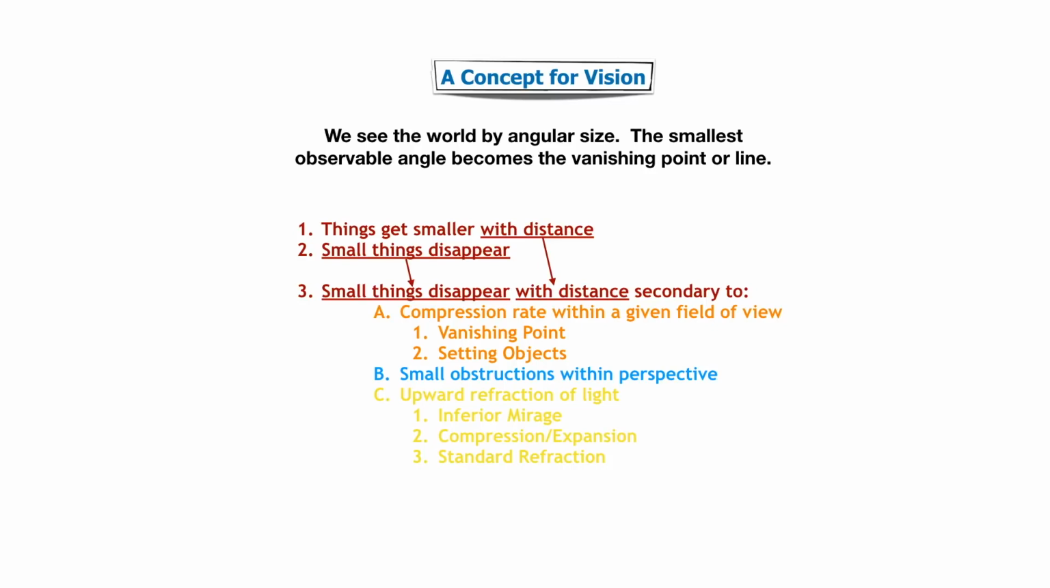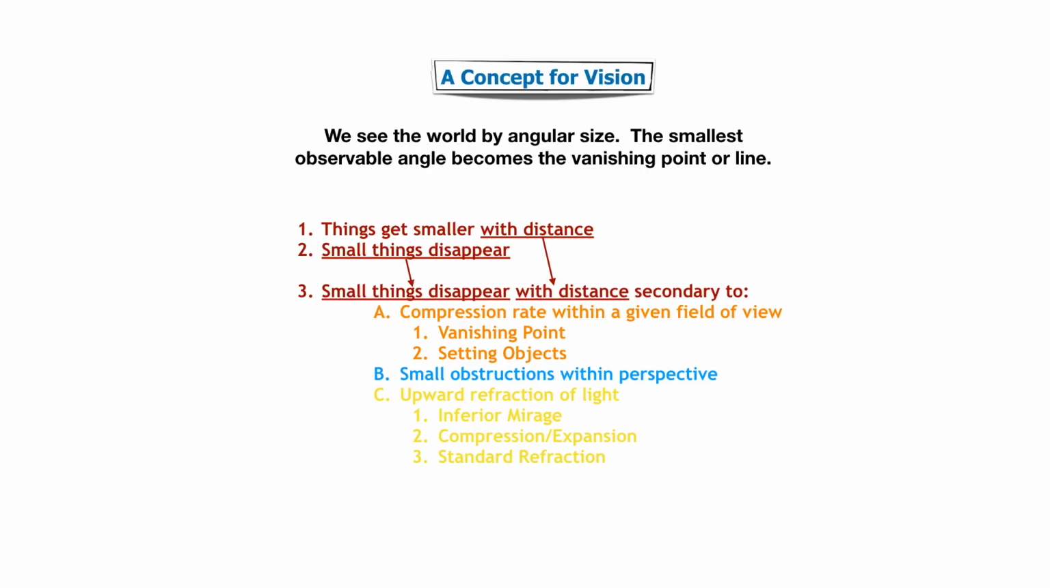And we can break that down into 3 parts. The first part is that things get smaller with distance. The second part is that small things disappear. And the third part is combining the two, that small things disappear with distance, secondary to a few things that are expansions upon that concept.